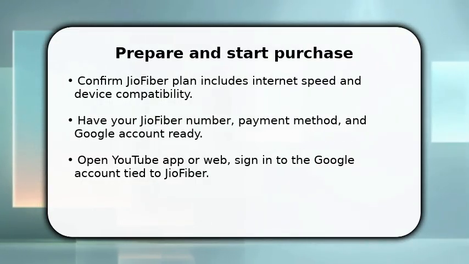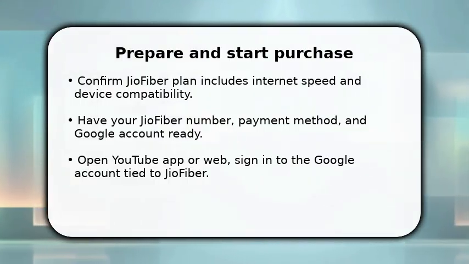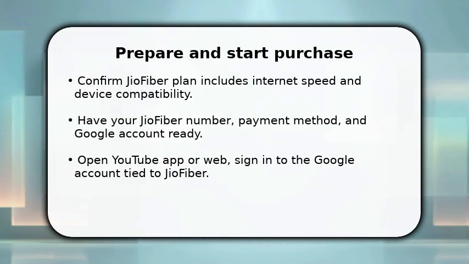Next, open YouTube and sign in to the same Google account you'll use for premium. This connects entitlements. You're starting the purchase path now and preventing account mismatches that cause failed activations.